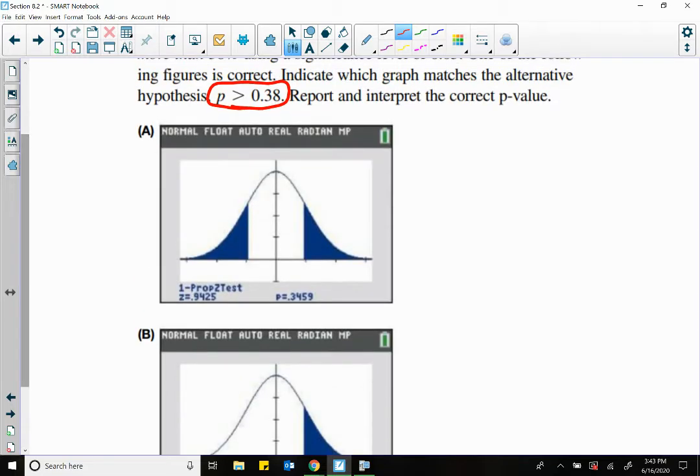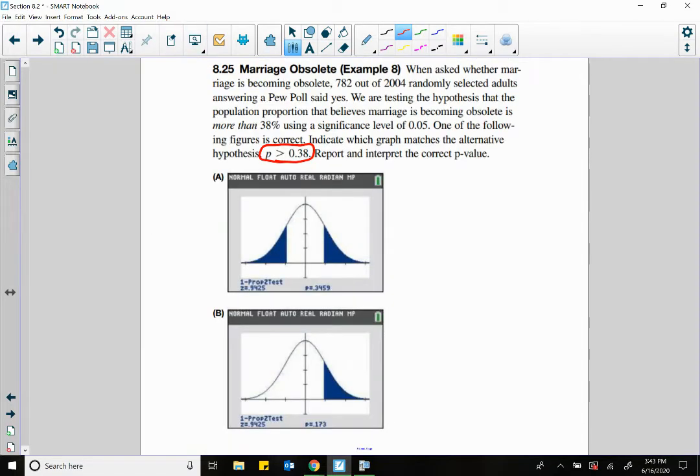Yeah. So let's go ahead and make this the entire page. Which picture represents this one? Is it the two tail or the one tail? And hopefully, based on what we just talked about, you said that B is the information we want.